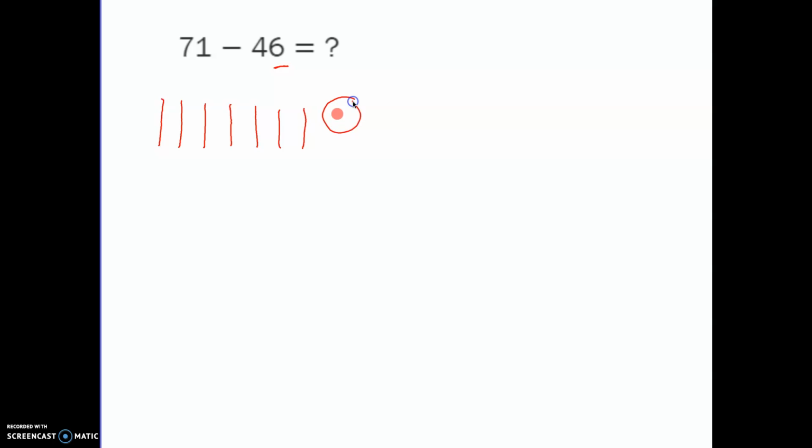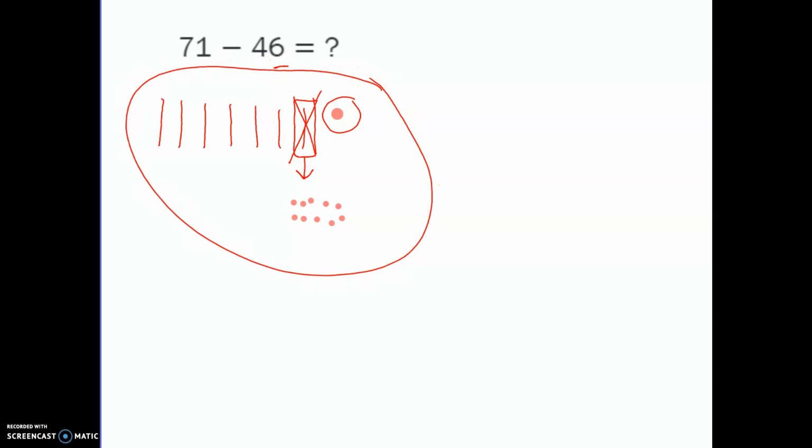So what I can't do, though, is take away 6 ones because I only have one right here. So what I'm going to do is take one of my longs, which is worth 10, and trade it for 10 ones. So 1, 2, 3, 4, 5, 6, 7, 8, 9, 10. Okay. So this 10 is no longer here because I have traded it for the 10 ones, but altogether I still have 71. 10, 20, 30, 40, 50, 60, 61, 62, 63, 64, 65, 66, 67, 68, 69, 70, and 71.